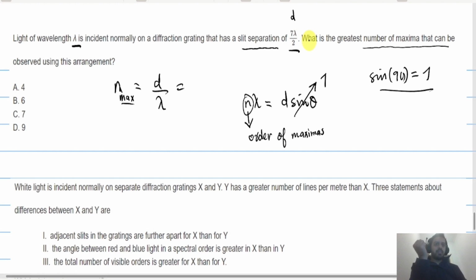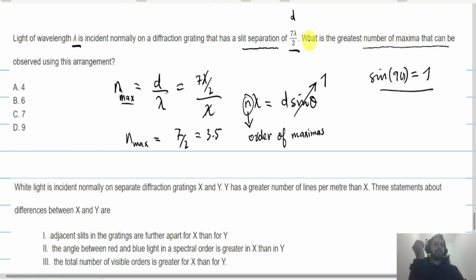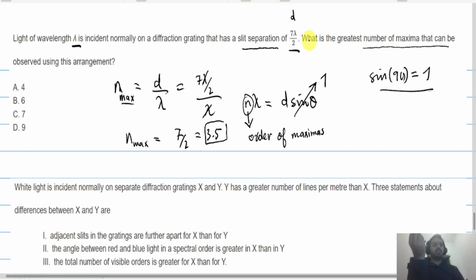Now, let's just substitute these numbers here. So d is 7 lambda over 2 divided by lambda. So the lambdas will cancel, and n max will be equal to 7 over 2, which will give you 3.5. Now, you have to be careful that, again, if you get a fractional value for n, you always have to round it to the nearest lower number, okay?